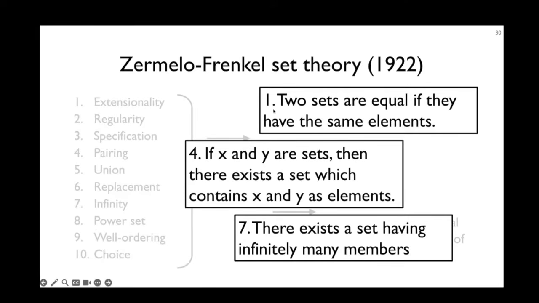And they have things like 2 sets are equal if they have the same elements. If x and y are sets, then there exists a set which contains x and y as elements. There exists a set having infinitely many members, and so forth. So you just combine these 10 different fundamental axioms and start defining new things and proving stuff about them, and you can build up mathematics.